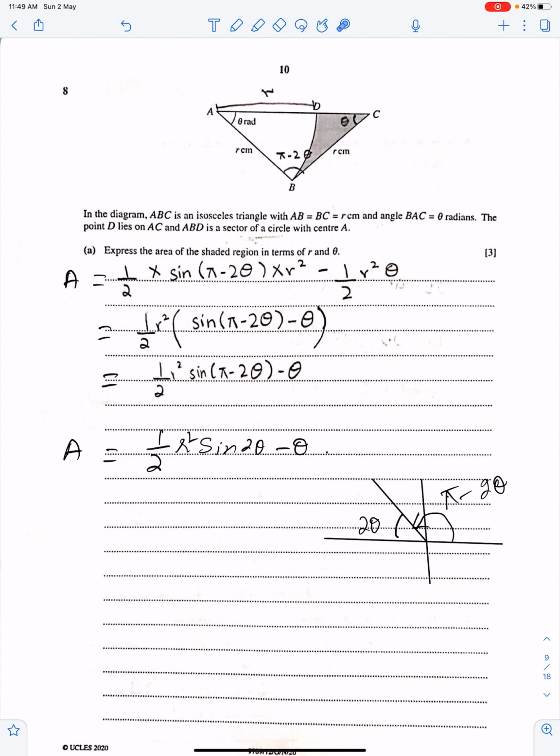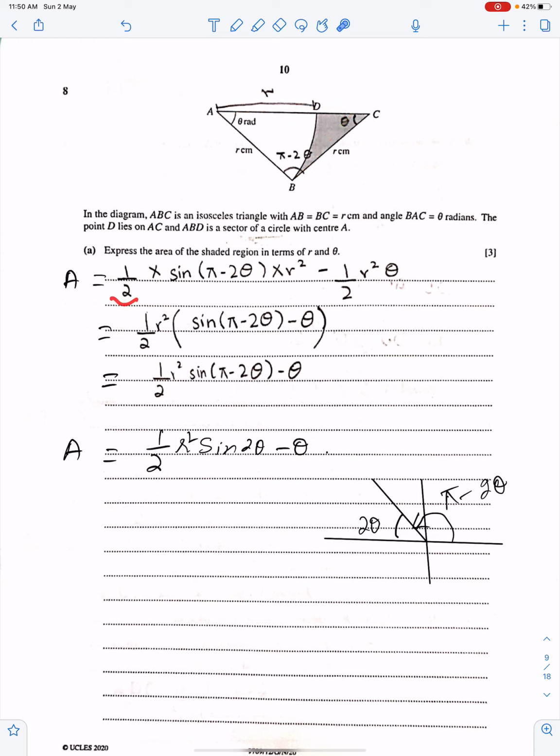Question number 8. In the diagram, ABC is an isosceles triangle. These two sides are equal. The point D lies on AC and ABD is a sector of a circle with center A. This arc has center A. Express the area of the shaded region in terms of r and theta. This is so simple. You can easily get this area by subtracting the area of this sector from the area of this triangle.